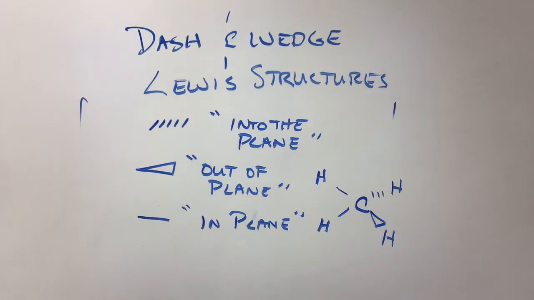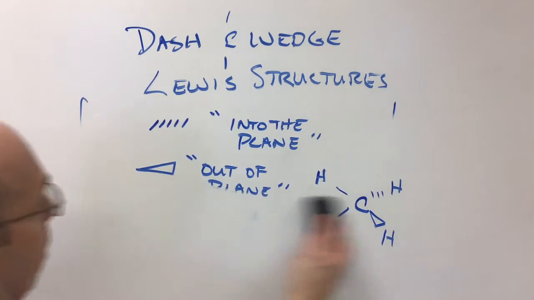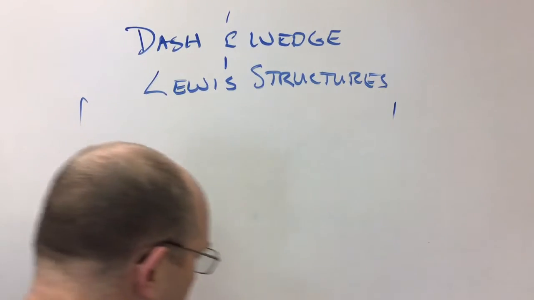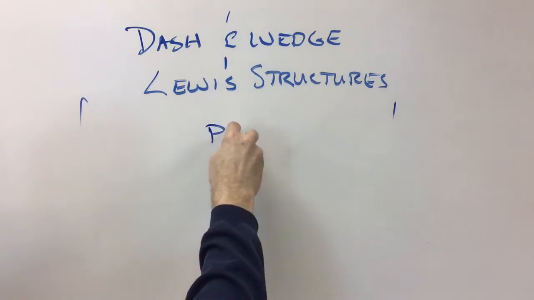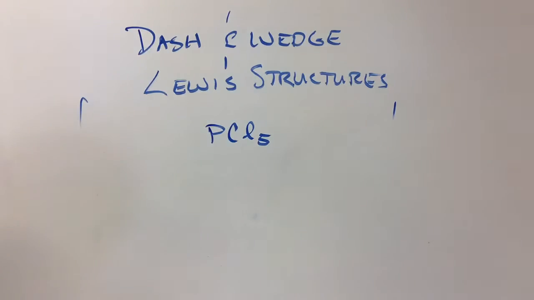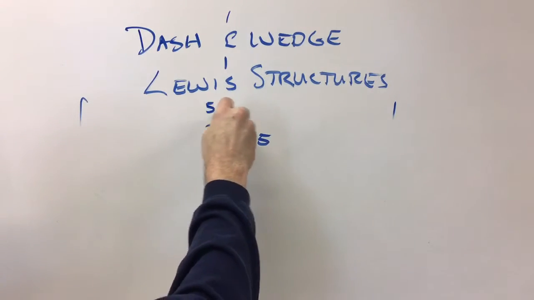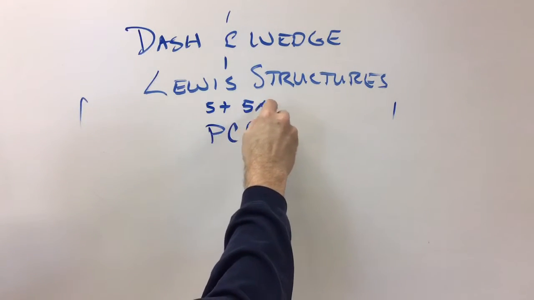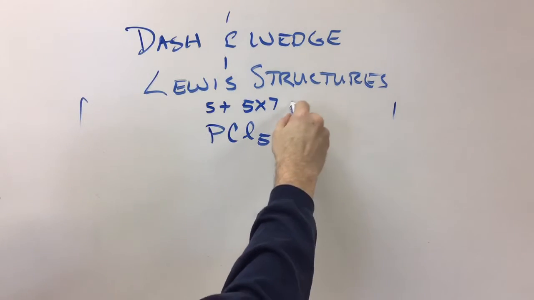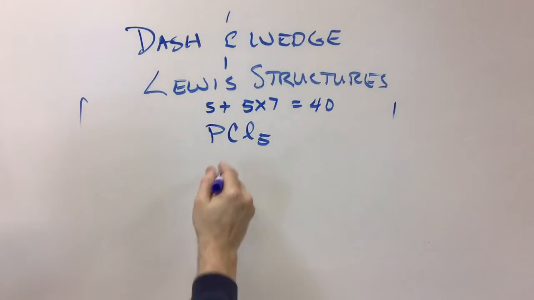Let's take another example. Let's do PCl5. I think we did maybe PH5 or something the other day, but regardless, if you follow the rules, you'd say there's 5 electrons for phosphorus and 5 times 7, because chlorine's in group 7, gives us a total of 40 electrons.